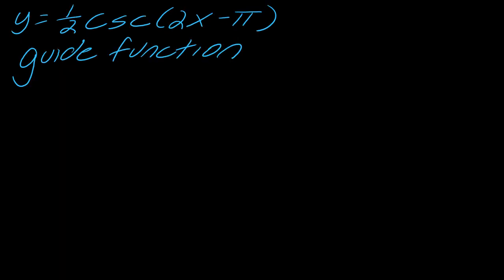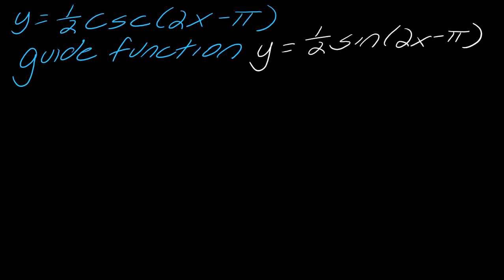Okay, so moving on to 1/2 cosecant of 2x minus pi. So of course we want to find the guide function first. And so cosecant is the reciprocal of sine. So I just replace cosecant with sine. And so now I want to go through all the work to really graph sine. So my period in this case is going to be, I take 2 pi and then I divide it by 2 to get pi.